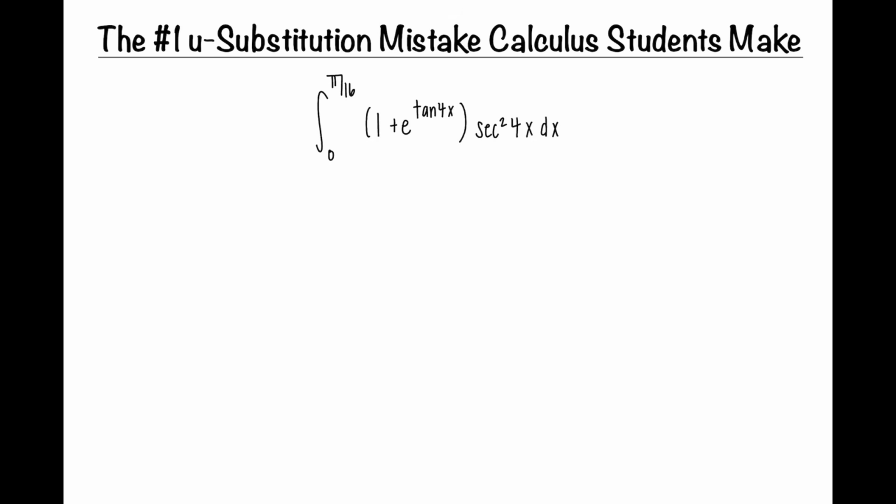Today I'm going to show you the number one mistake I see students making with U-substitution. And no, it's not that they don't choose u correctly, it's that they forget about the chain rule when finding du. So let's look at two examples.